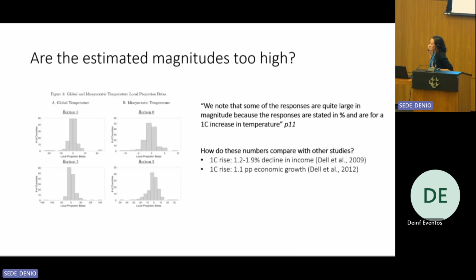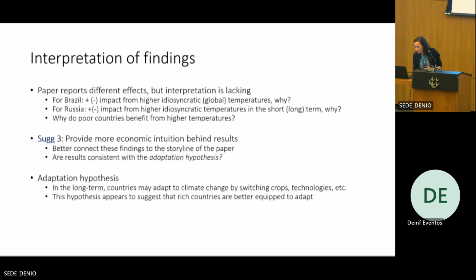So now it seems that your results are much higher, even when you consider the movement of 1 degree centigrade. Is there a reason why? Are there any omitted variables, perhaps? I don't know. This is something that would be nice to have more information on.